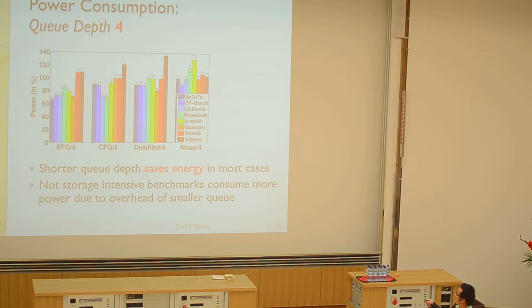But notice also that there are some benchmarks that don't do very well with the short Q depth. In particular, these two, Smart Bench and Velamo. The main reason is that they are not storage intensive, and because the Q depth is shorter, there is some overhead. That's due to the overhead of the smaller Q.